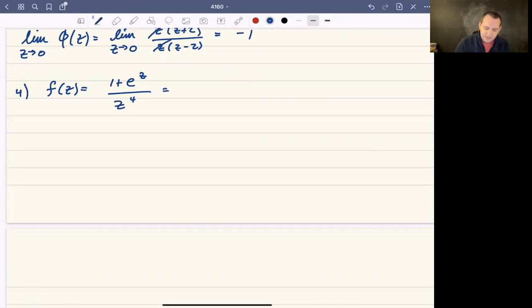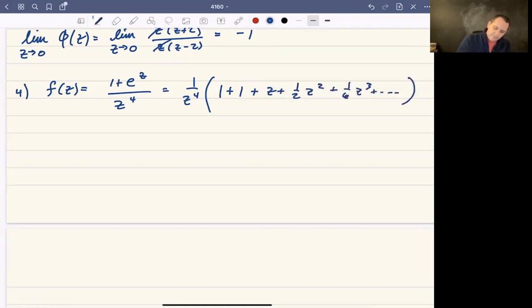One way, just because I think it's easiest, is you can actually just compute the Taylor series for e to the z. And so this is going to be 1 over z to the fourth times 1 plus the Taylor series for e to the z, being 1 plus z plus 1/2 z squared plus 1/6 z cubed, and so on. And so this tells you that this is going to have 2 over z to the fourth plus 1 over z cubed plus z squared over 2z to the fourth.